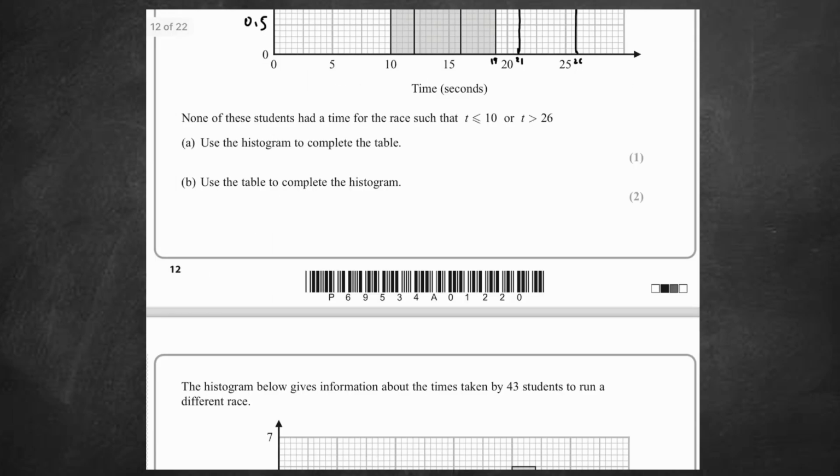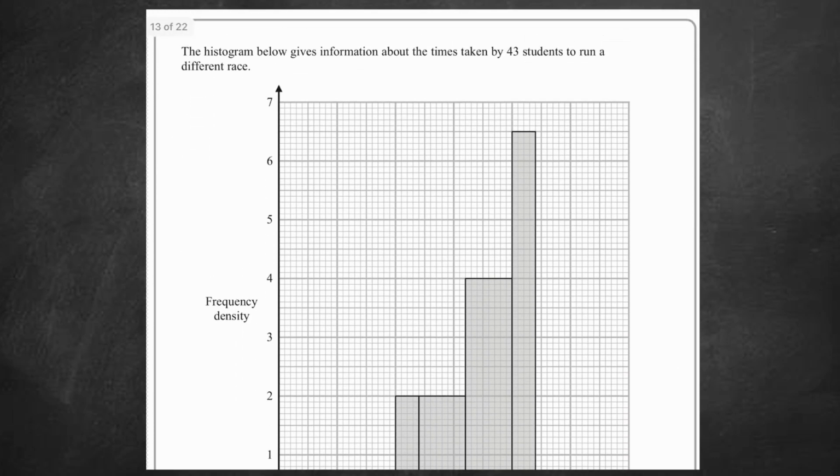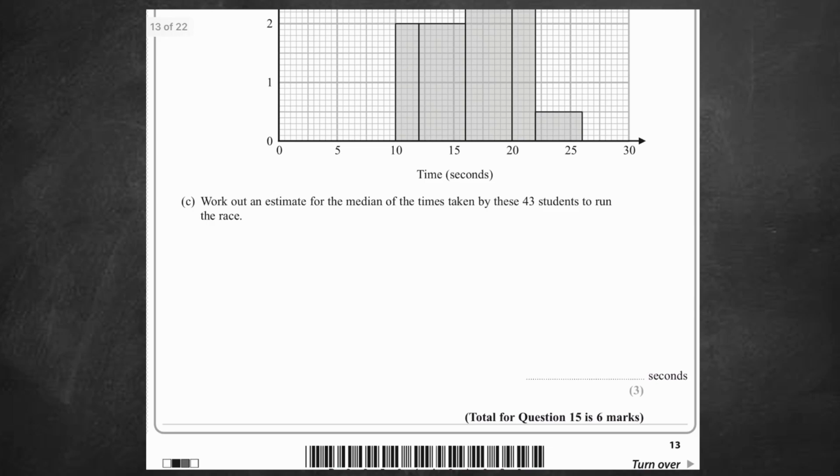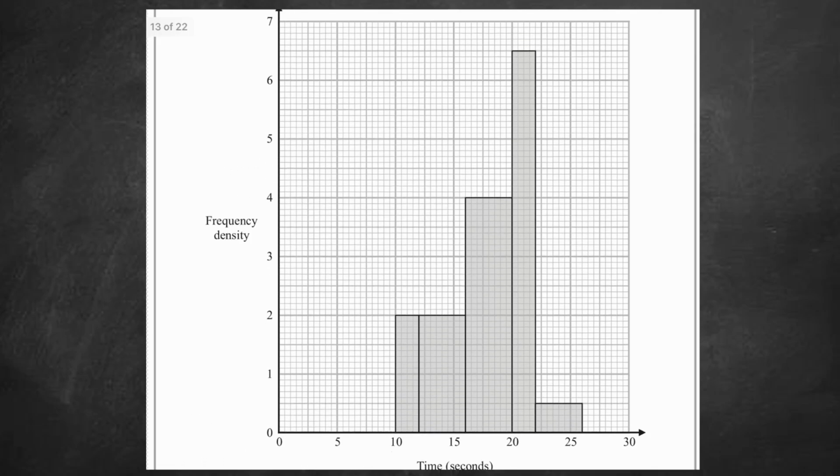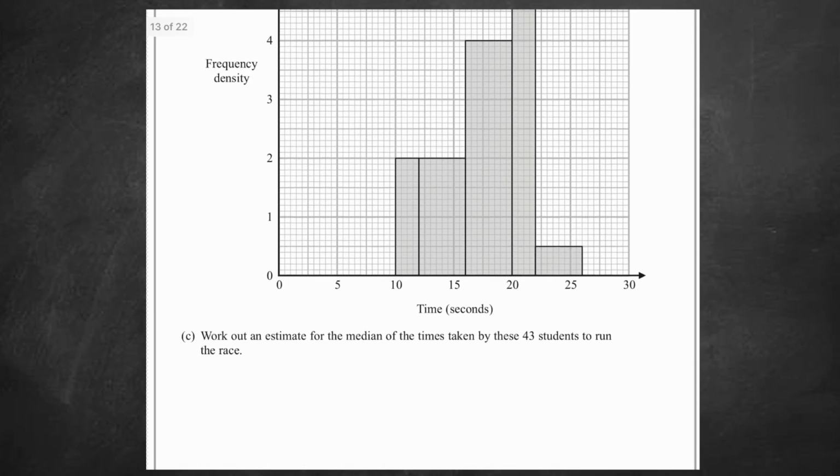So that's part A and part B. So the histogram below gives information about the times taken by 43 students to run a different race. Work out an estimate for the median of the times taken by these 43 students to run the race. So it's going to be a similar sort of story here.